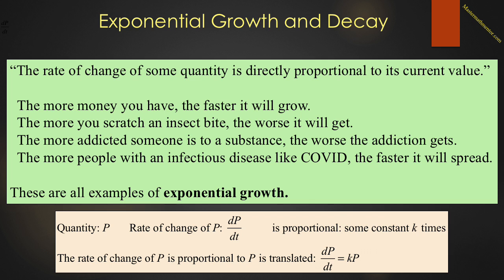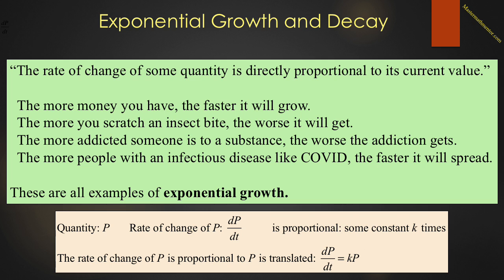Here are some examples. The more money you have, the faster it will grow. The more you scratch an insect bite, the worse it will get. The more addicted someone is to a substance, the worse the addiction gets. And the more people with an infectious disease like COVID, the faster it will spread. We will see that these are all examples of exponential growth.